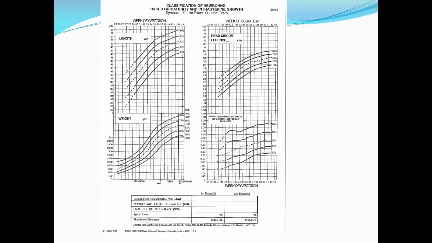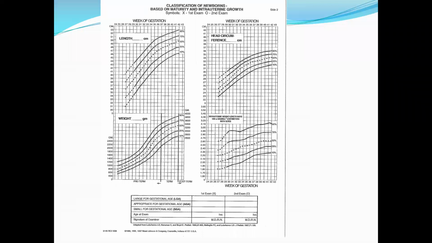Popliteal angle gets a 0. Okay, you can go back. Arm recoil gets a +2. Scarf sign gets a -1. And heel to ear gets a 0.